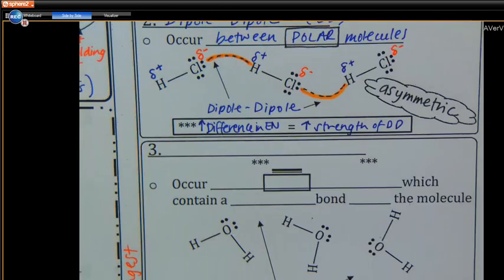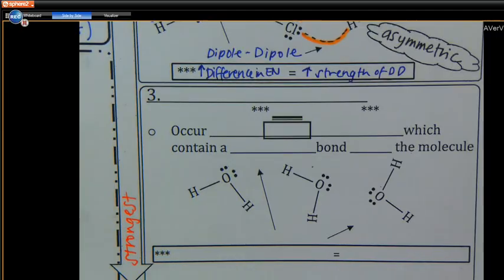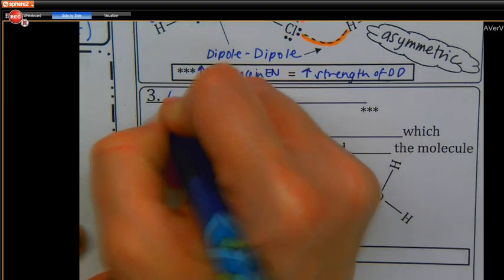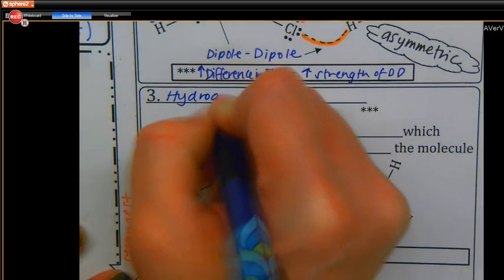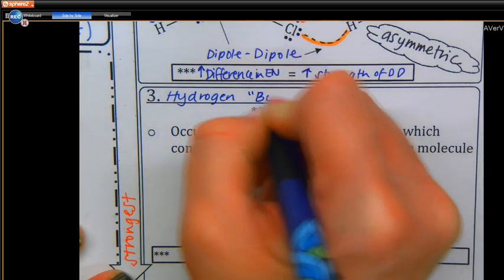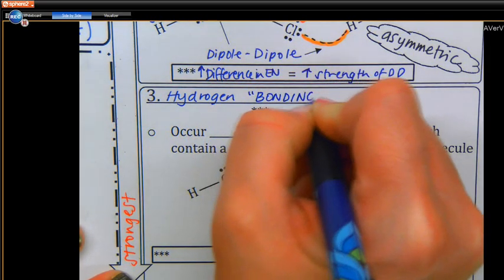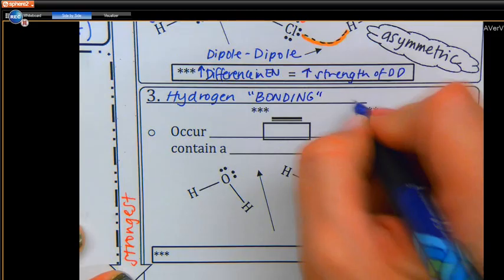So it occurs between polar molecules. So same as dipole-dipole, but specifically polar molecules which contain a nitrogen-hydrogen, oxygen-hydrogen, or fluorine-hydrogen bond within the molecule. Okay?